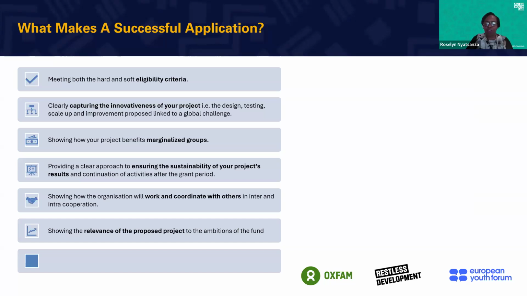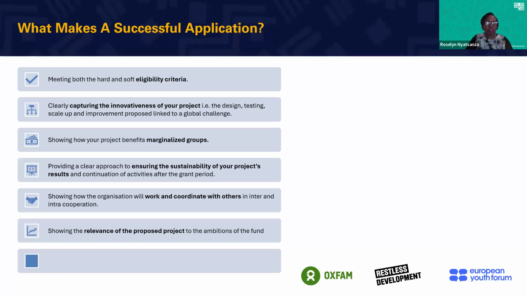I already saw in the Q&A that there was a question asking about a particular community group. Those are the sort of things we want you to be able to define. We are not going to define that for you, but you need to define it and show it within your proposal, how your project will benefit the marginalized groups. You also need to show a very clear approach to ensuring the sustainability of your project results, essentially the continuation of activities after the grant period.